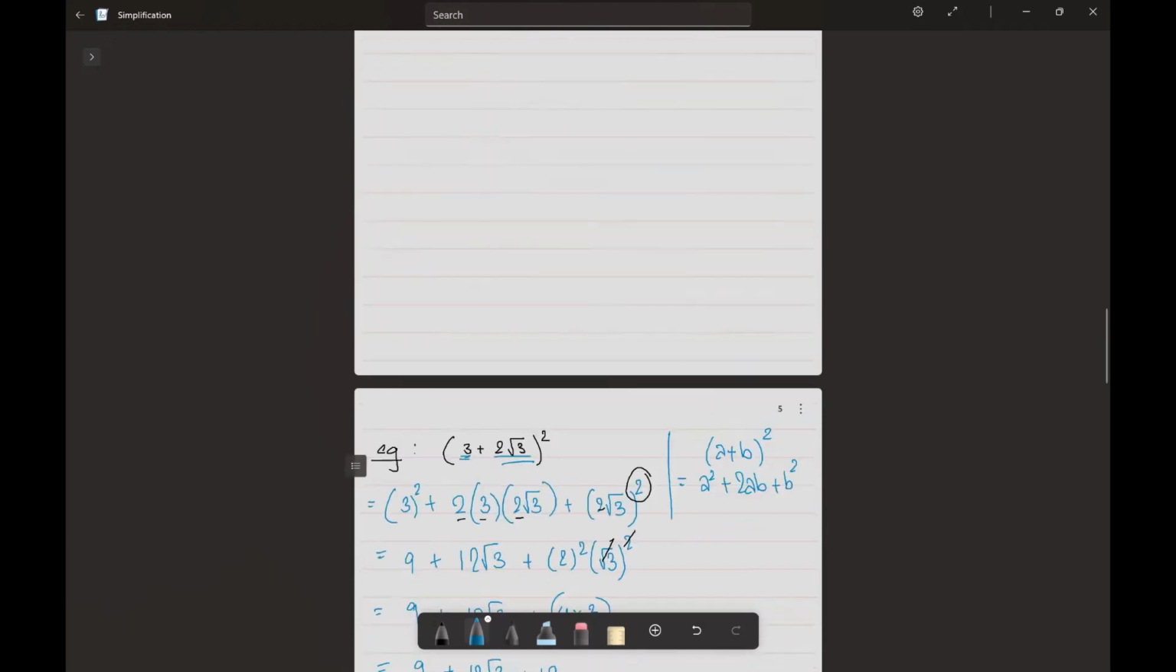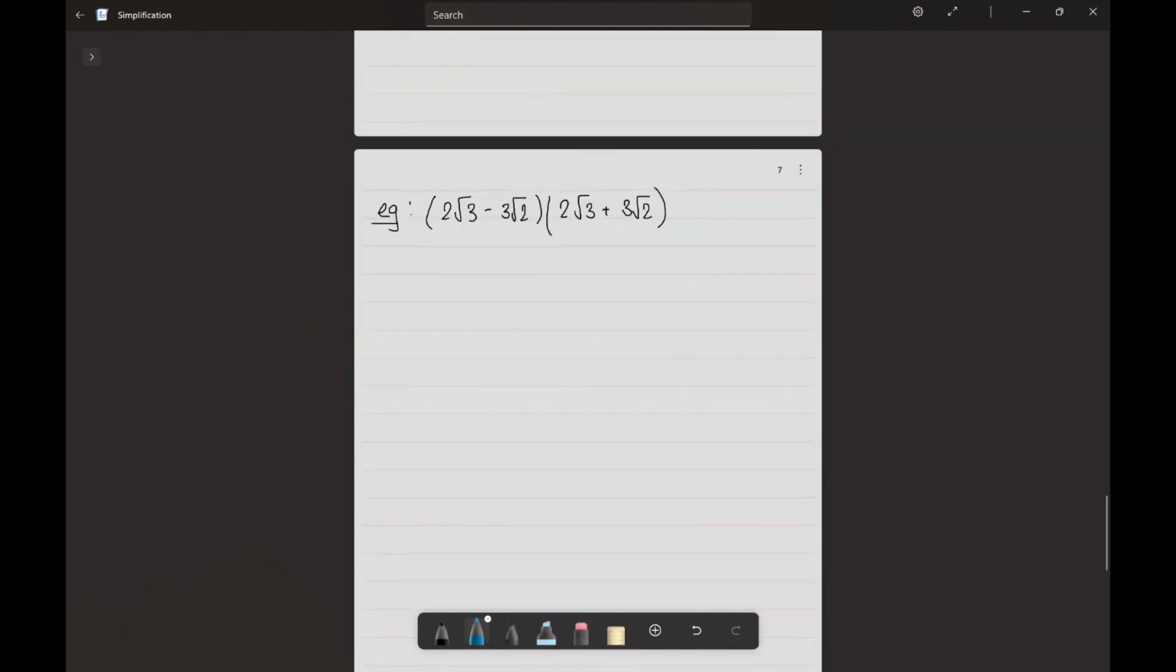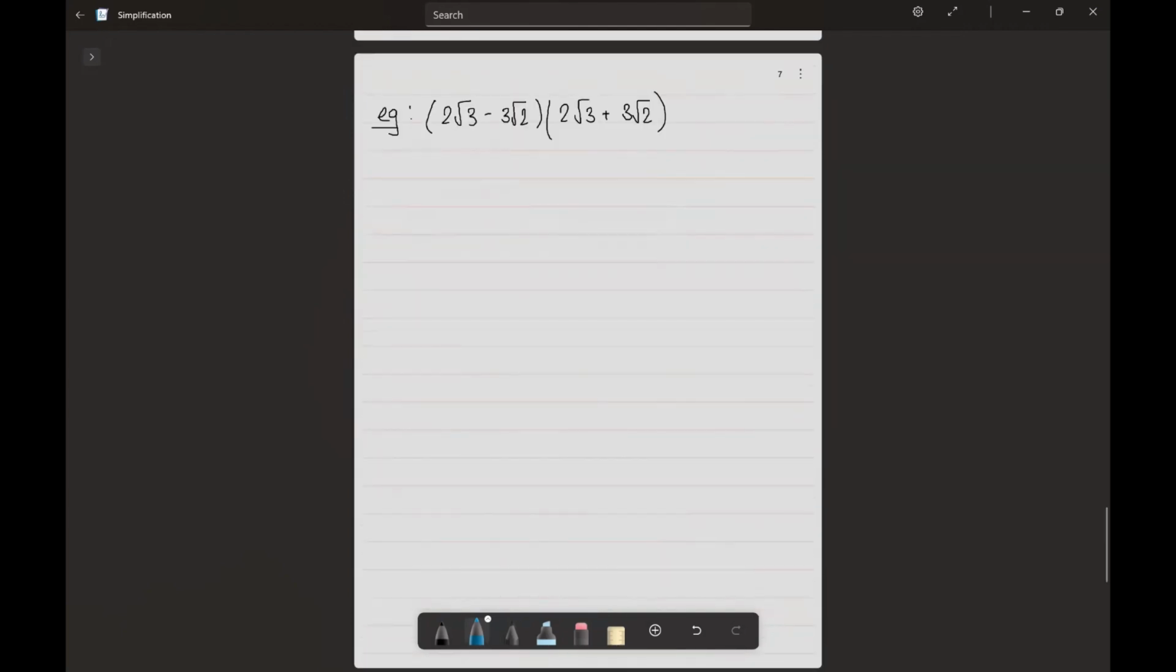Now let's get back to where we were studying. This one is the last example that we have for today, which is 2 root 3 minus 3 root 2, and then we have 2 root 3 plus 3 root 2. So if you focus, you see that the first numbers here, 2 root 3 and 2 root 3, are the same, and then we have 3 root 2 and 3 root 2. The numbers are the same, but they are separated by two different operators. One of them is plus and one of them is minus.